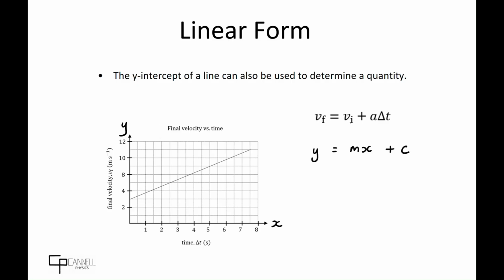Now there's not much to do with this equation of motion to get it into linear form. All I need to do is switch the vi and a delta t terms around. And there it is. I've got this equation in linear form. It was that simple.